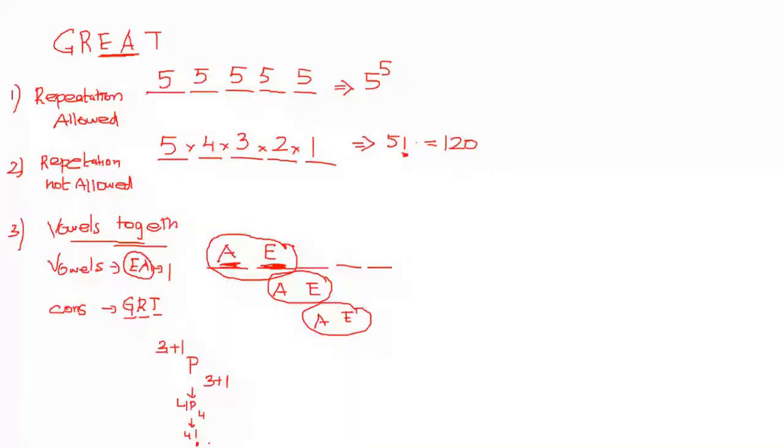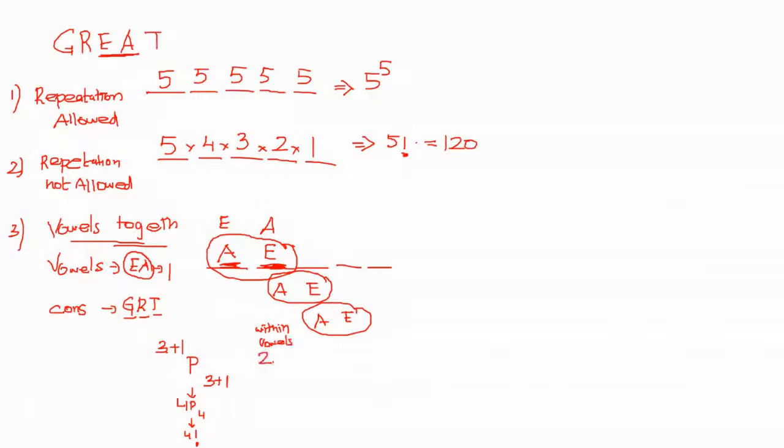And once again, it is not always compulsory that this should be in the form of AE. It can also be in the form of EA. So within the vowels itself, there is a possibility of rearranging. So within vowels, how many possible ways of arranging?